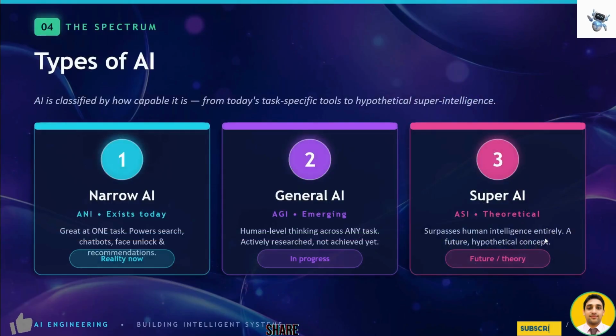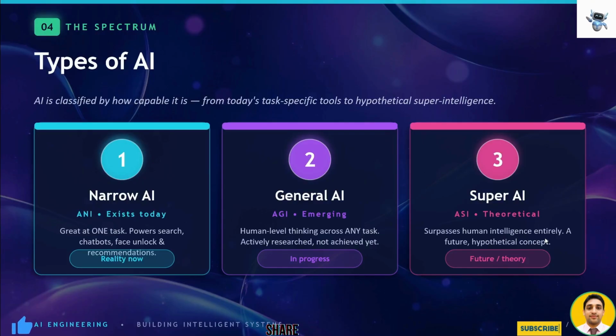Artificial intelligence is not just one single thing. It is actually classified into different types based on how capable the system is. This ranges from the AI tools we use today, which are quite limited in scope, all the way to a hypothetical superintelligence that doesn't exist yet. Let's break down these three types one by one.